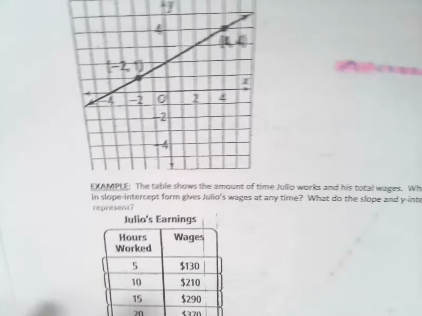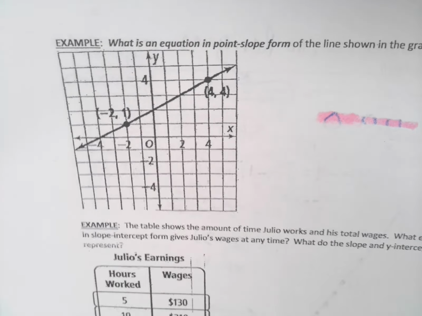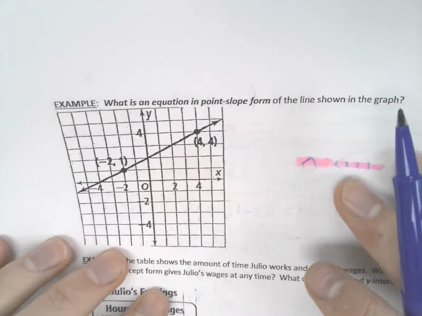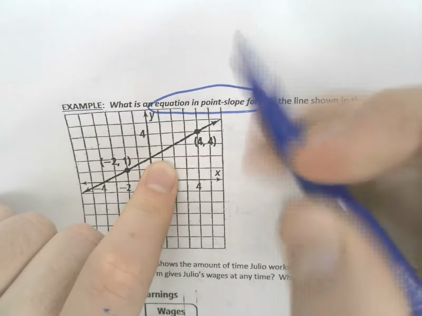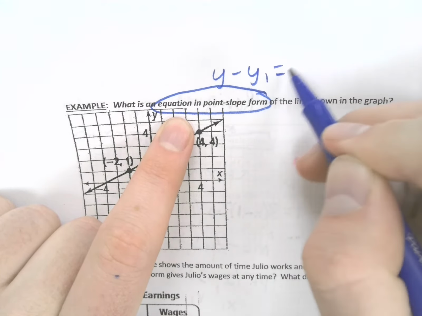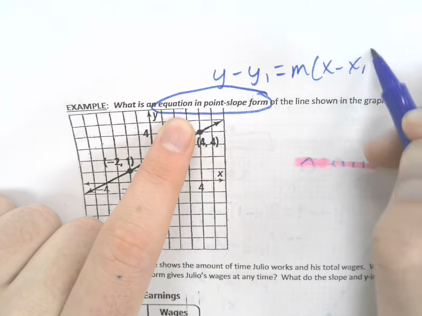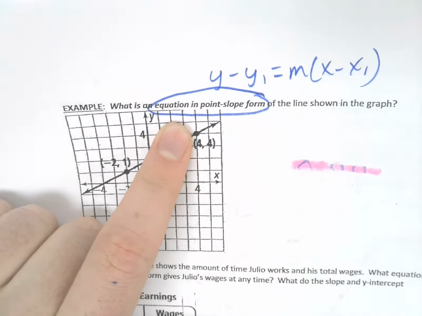And really, we just have a few problems on the back. Not nearly as many. But they do get a little bit trickier. So we want to know, what is an equation? Point slope form, there it is again. Y minus y1 equals m times x minus x1. You're going to be hearing that in your sleep.